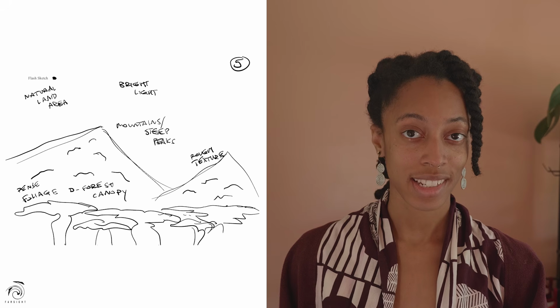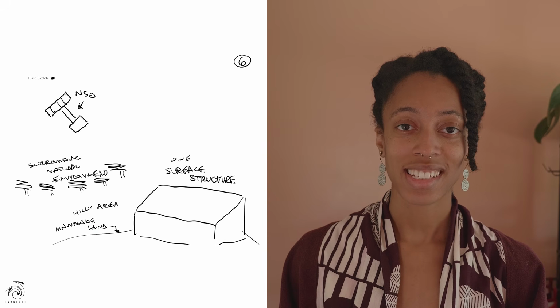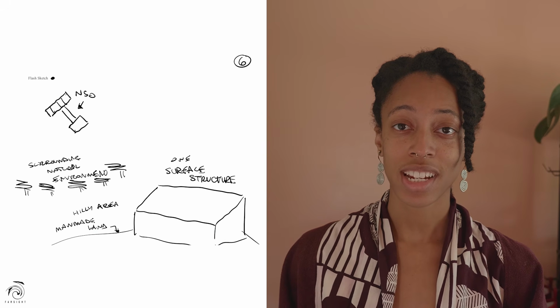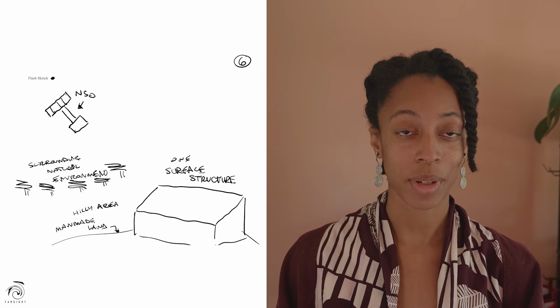For my initial flash sketches, I first have a natural land area with bright lights and mountains or steep peaks with rough textures. There is dense foliage that I've deducted is like a forest canopy. Next, I have man-made land with one surface structure. There's a surrounding natural environment with hilly areas, and I have a non-surface object above.